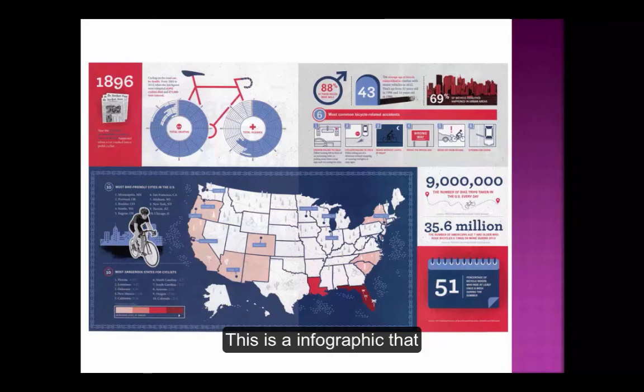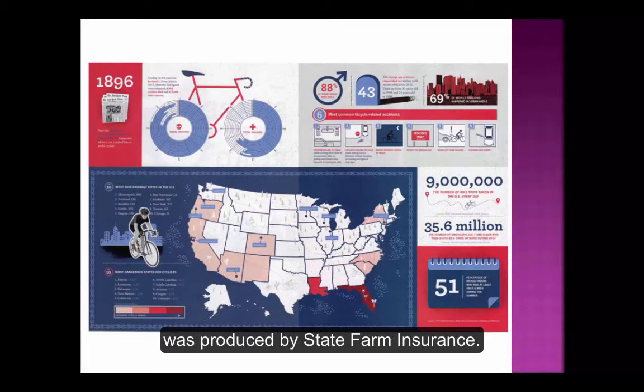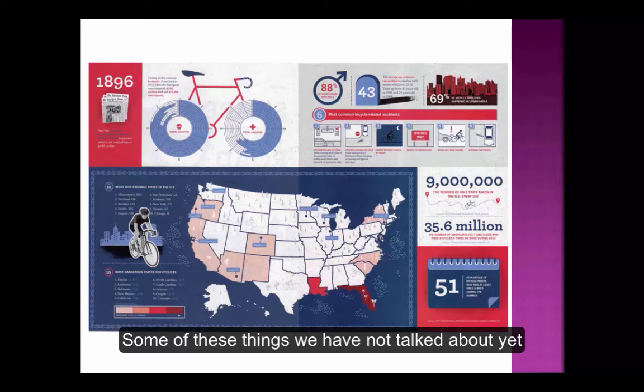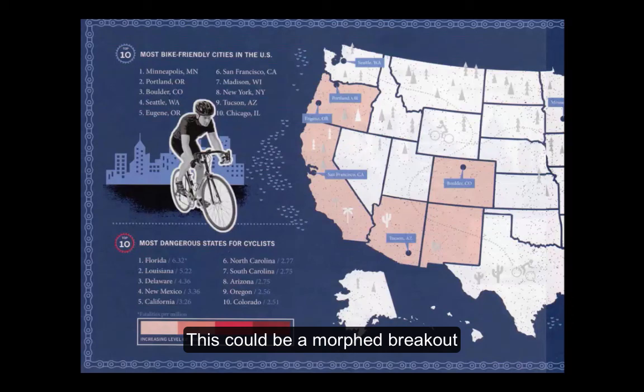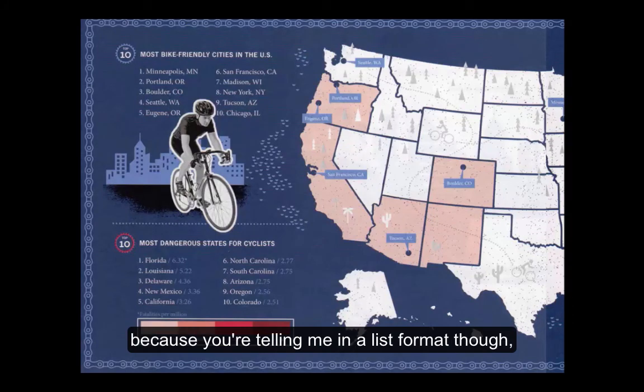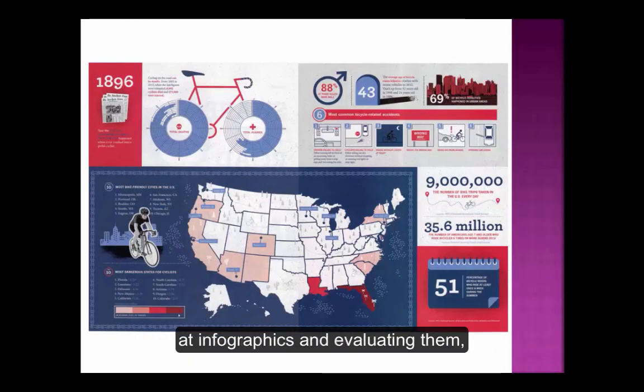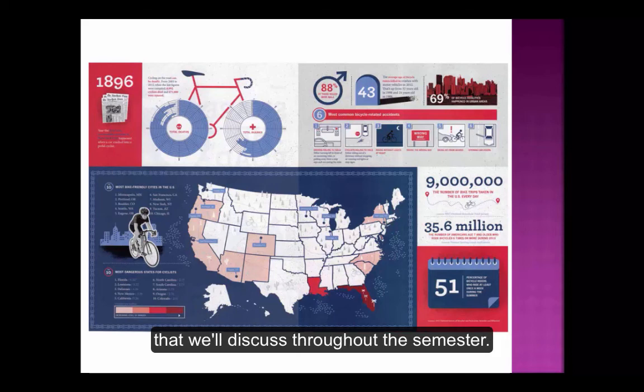This was an infographic that was produced by State Farm Insurance. And I wanted to point out all of the different things going on here. Some of these things we have not talked about yet as far as what types of elements are included here. But if we look at this bottom left corner, you can see a list here. This could be a morphed breakout because you're telling me in a list format, but you're telling me some information specific here. So these are kind of fun if you start looking at infographics and evaluating them, breaking them apart. A lot of components here that we'll discuss throughout this semester.